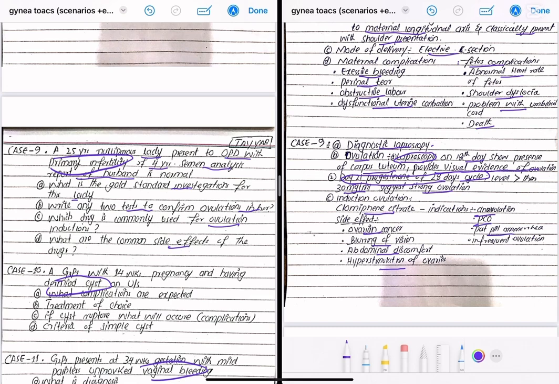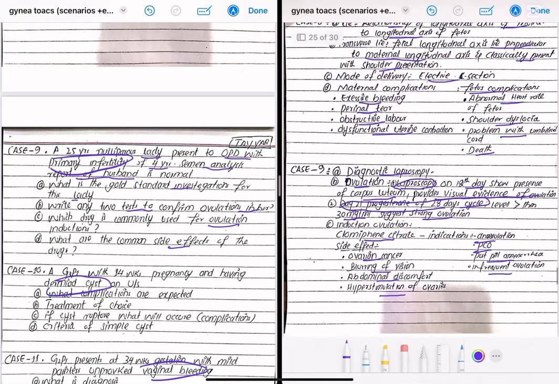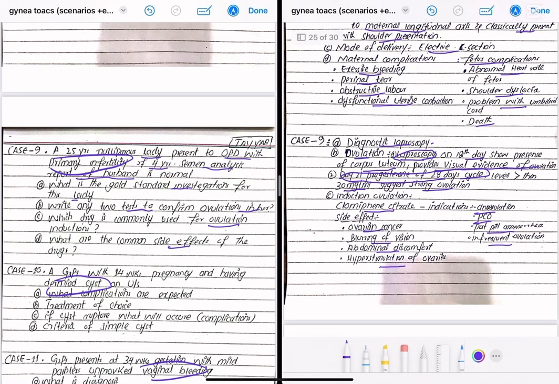Okay, so in case number 9, what is the gold standard investigation for a lady who is infertile? It is laparoscopy. Then what are the 2 tests to confirm ovulation in her? The first one is laparoscopy, which on the 12th day will show corpus luteum and provide visual evidence of ovulation. And on day 21, progesterone level of a 28-day cycle greater than 30 ng per ml suggests strong ovulation. First is the corpus luteum, which can be seen on the 12th day.